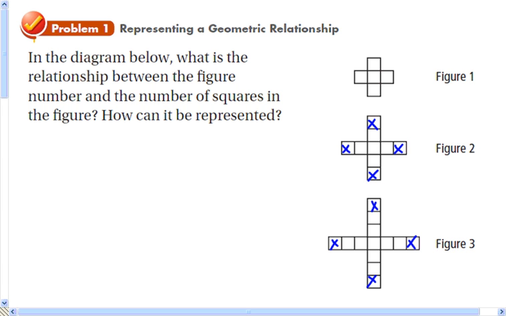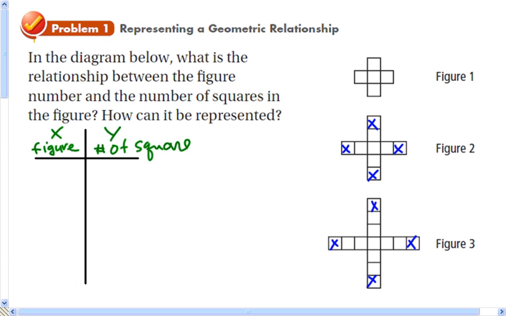I'm going to start by representing it with a table. All right, so we're going to let X represent the figure number. And we're going to let Y represent the number of squares. And we have figure 1, figure 2, figure 3, and we'll just try and guess at figure 4. Figure 1 has 5 squares, figure 2 has 9 squares, figure 3 has 13, figure 4 has 17. Notice we go up by 4 each time.